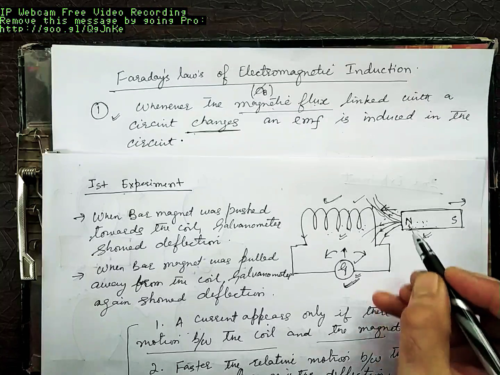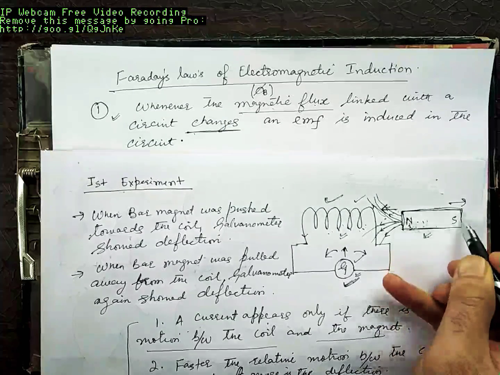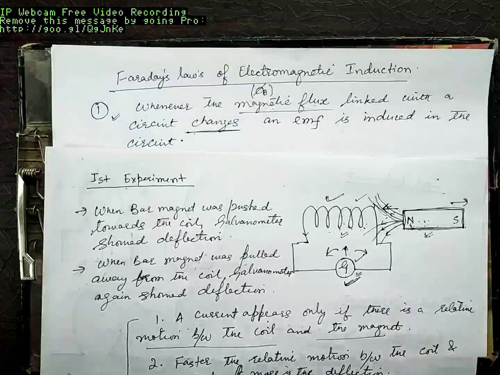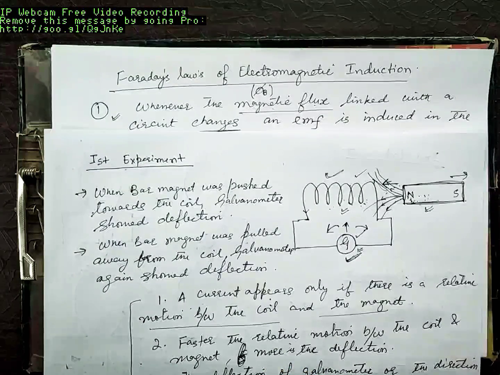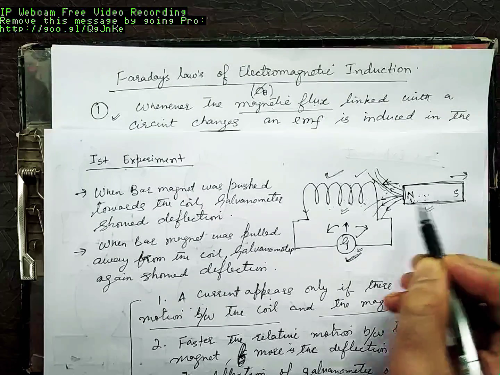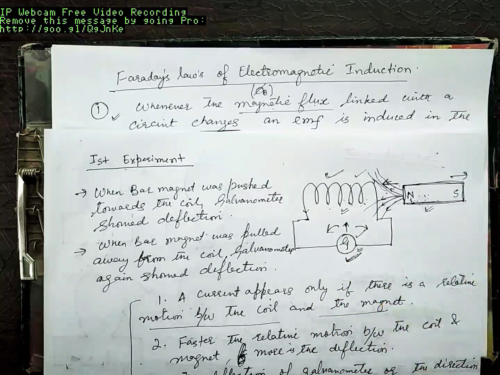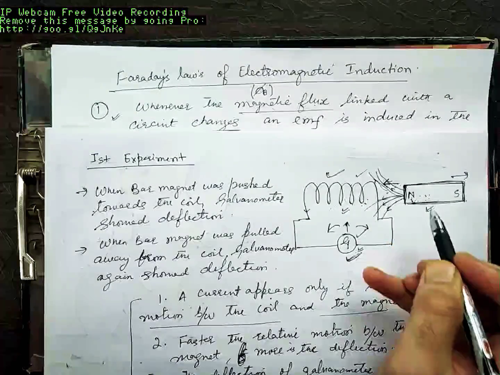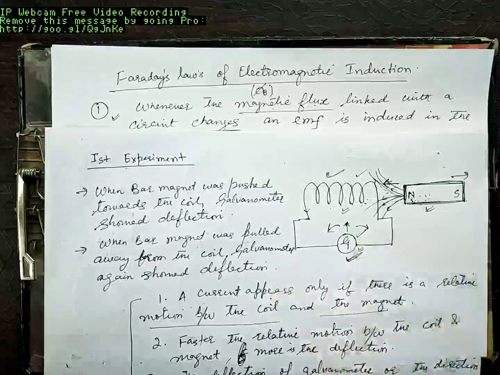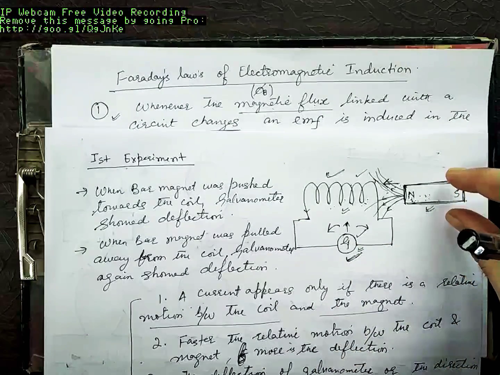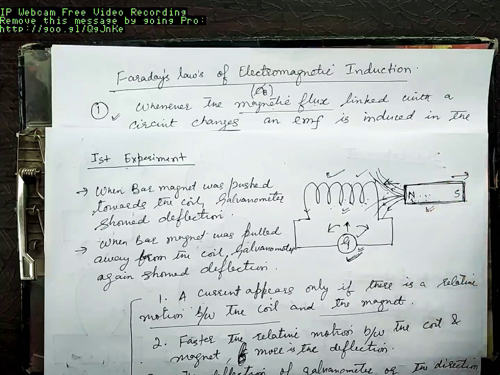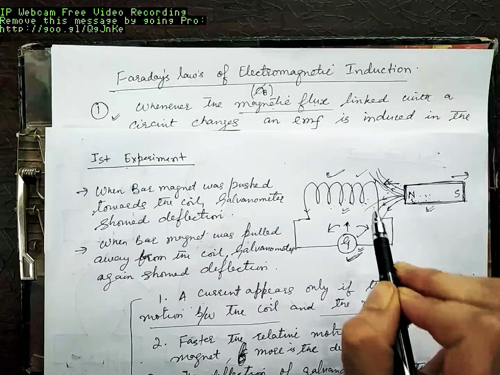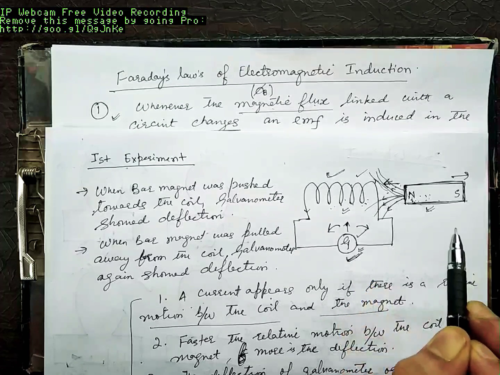But if we move this bar magnet away from the coil, what happens at that time? You are not pushing the magnet towards the coil, you are pulling it away from the coil. Initially, when it was in this position, there were a number of field lines passing through this coil. Now, when you pull it away from the coil, will the number of field lines passing through the coil change or remain the same? They will definitely change. Will they increase or decrease? They will decrease.